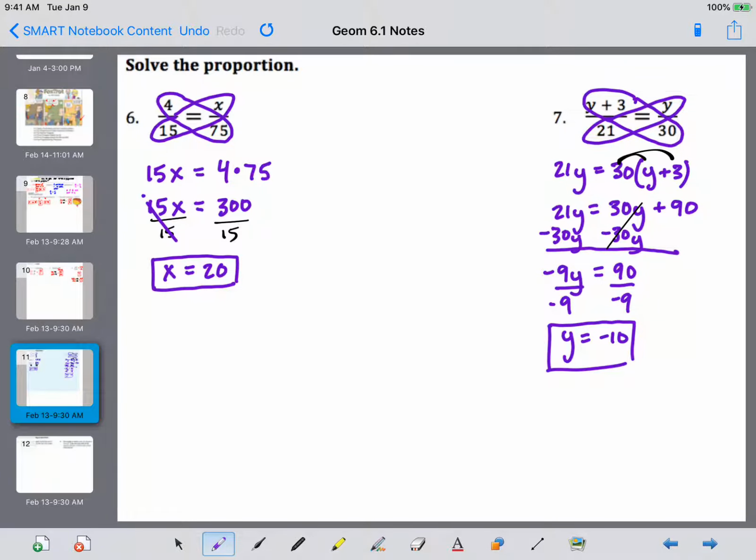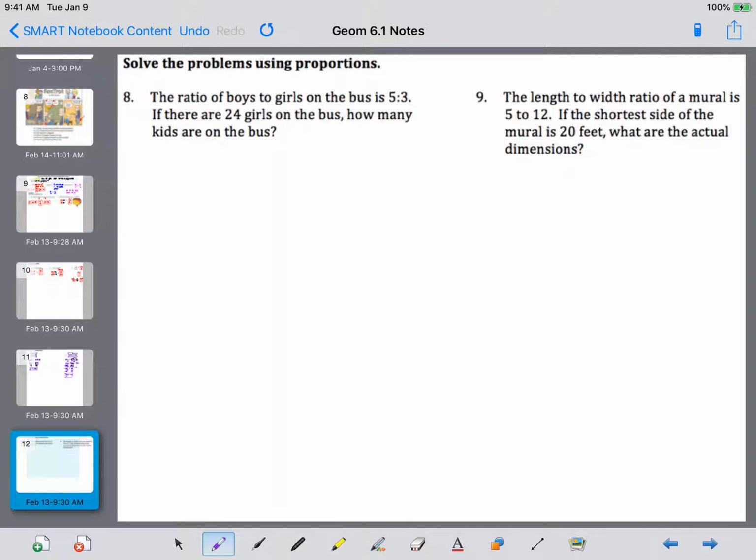All right, now we're going to need to set up the proportion ourselves. We're going to look at some story problems here. We have the ratio of boys to girls on the bus is 5:3. If there are 24 girls on the bus, how many kids are on the bus? So let's set up our fraction of boys to girls. So we know that that ratio is 5:3.